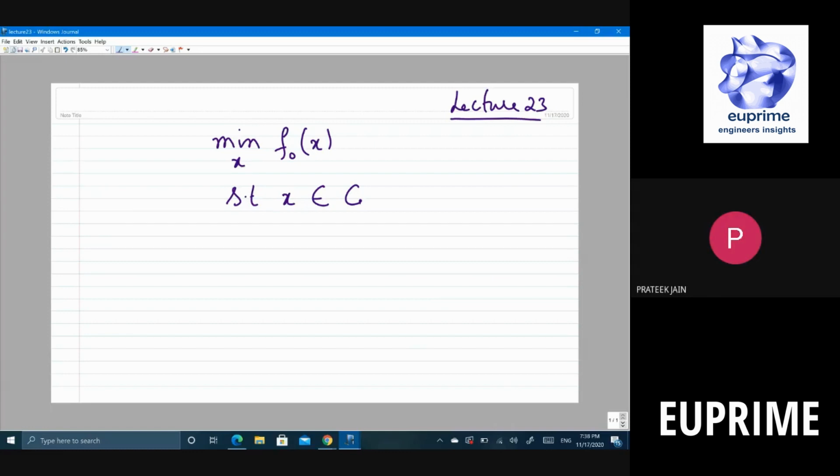Okay. Equivalently I can say, well, this could be fi of x less than or equal to 0, hj of x equal to 0. This is the problem that we wanted to solve, right?